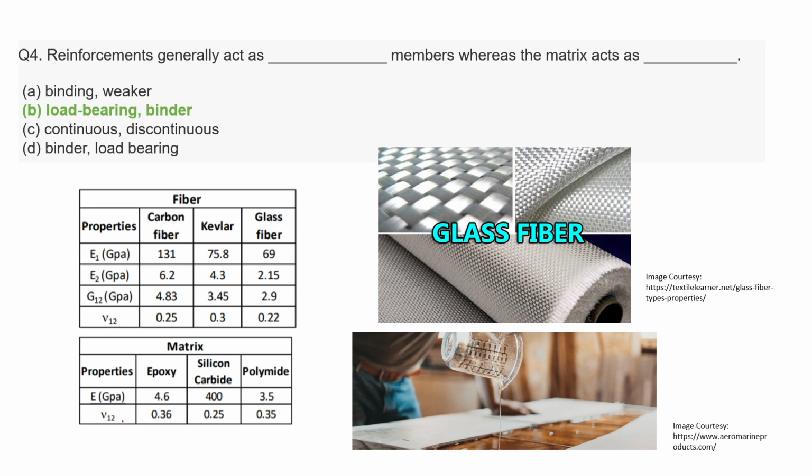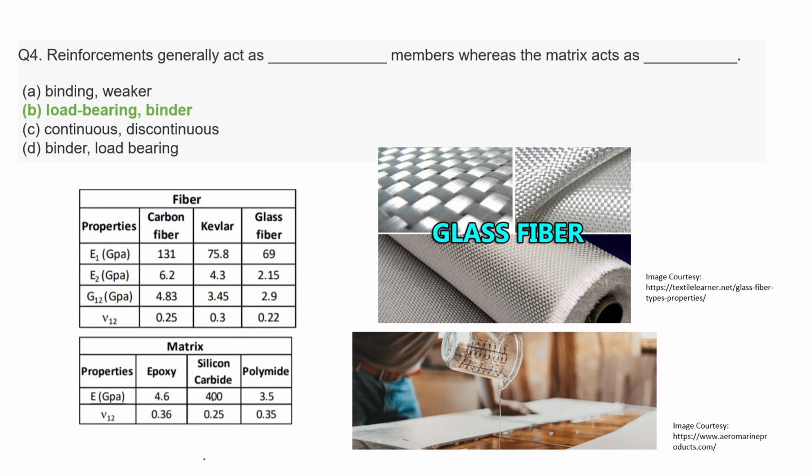Whereas for matrix, it is 4.6 or 400. I think this will be 4, not 400, 3.5. So this is very less. And here the modulus is very high, which shows that whenever there is a composite, the part which is actually supporting the force is the reinforcements like these fibers. So these are the load bearing one.